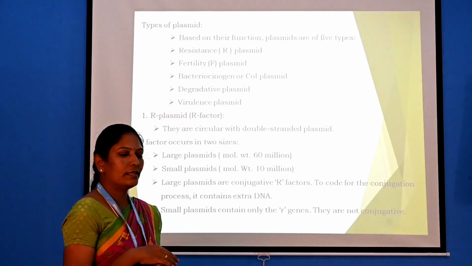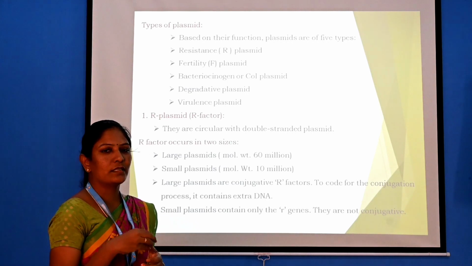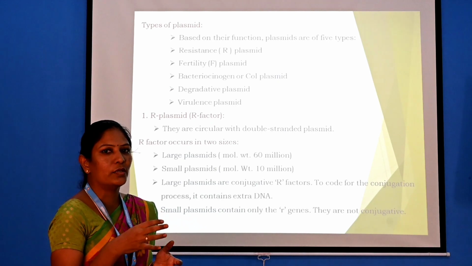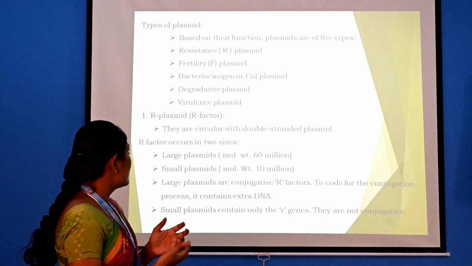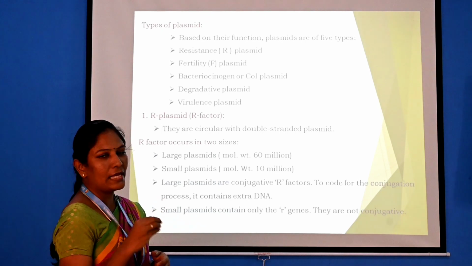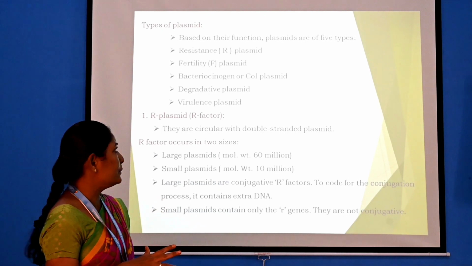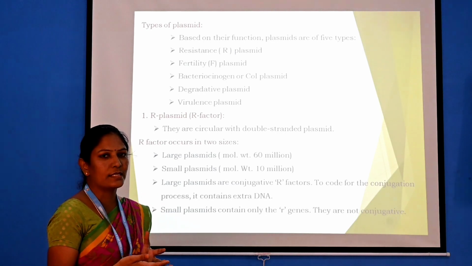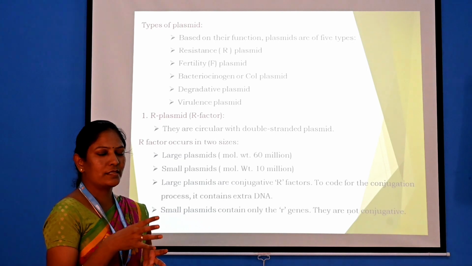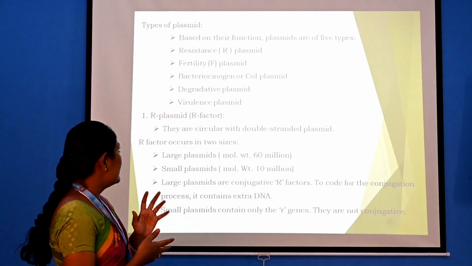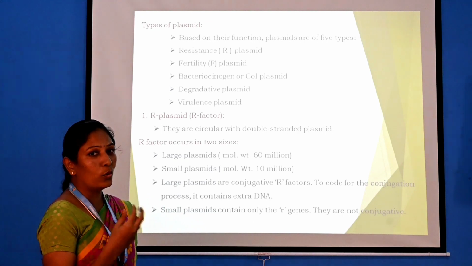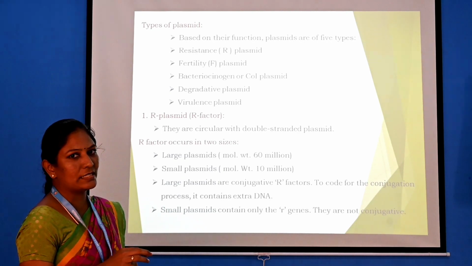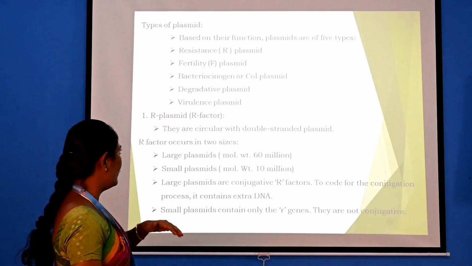So the next one is the types. The types of plasmids can be categorized based on the functions, based on the structure, based on the characteristic features. First, based on the functions, the plasmids are categorized into 5 types. The first one is R plasmid. R means resistance plasmid, and the second one is F plasmid, that possesses the F factor. Third one is bacteriocinogenic plasmid. Next one is degradative plasmid, and the last one is virulence plasmid. So we will go through them one by one.